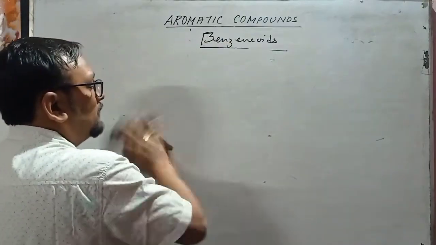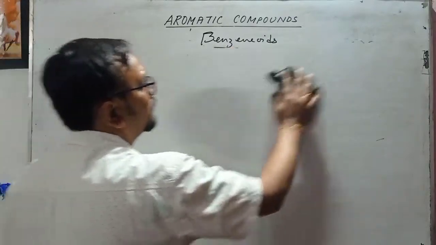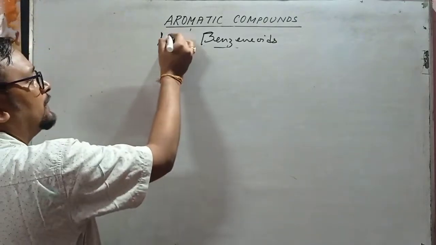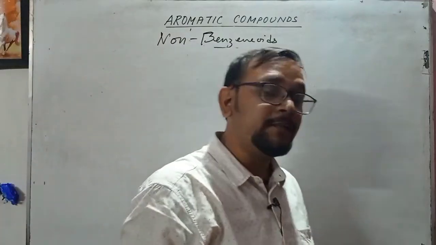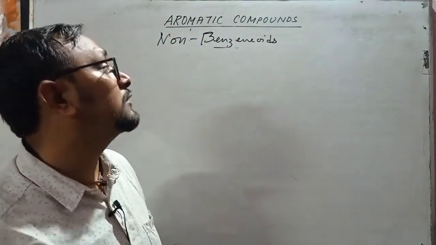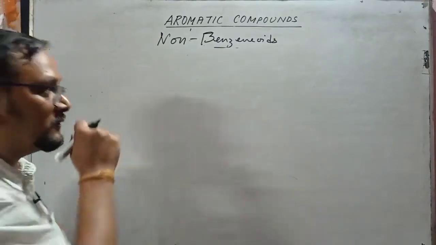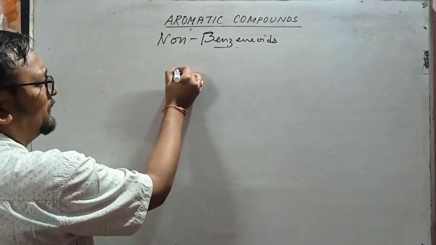Now there are certain compounds which don't have a benzene ring, but then also they behave as aromatic compounds. So we are going to discuss such types of compounds. Let's start with this simple one.